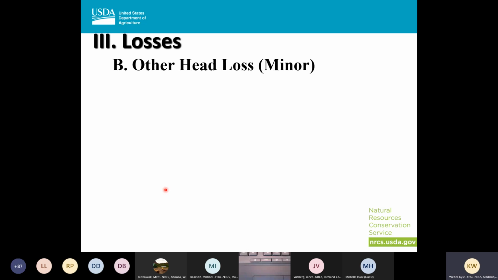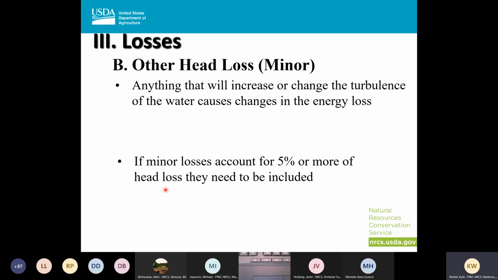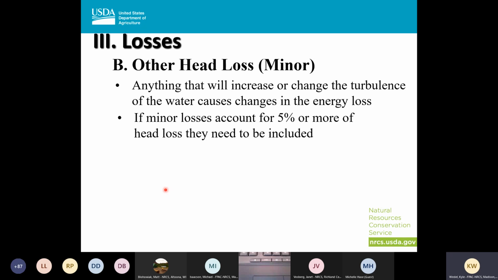Our other type of losses are minor losses. This is anything that is going to increase or change the turbulence of the water. We include minor losses when they account for 5% or more of the head loss. That's going to be more on your shorter pipelines. If you have a long pipeline, your friction losses are going to be a lot greater, so you can usually ignore your minor losses.